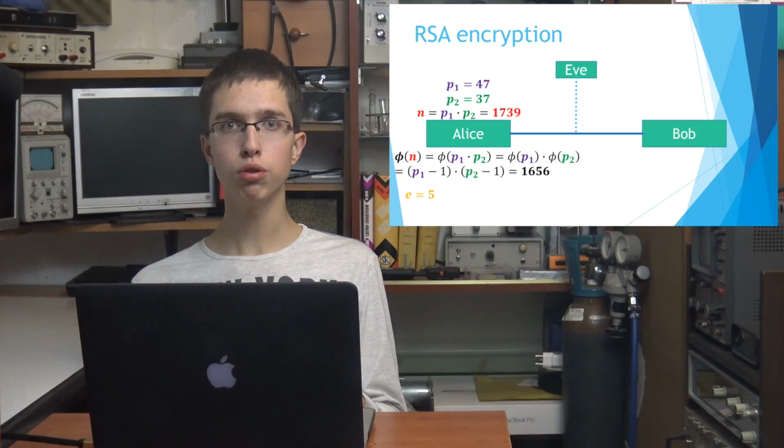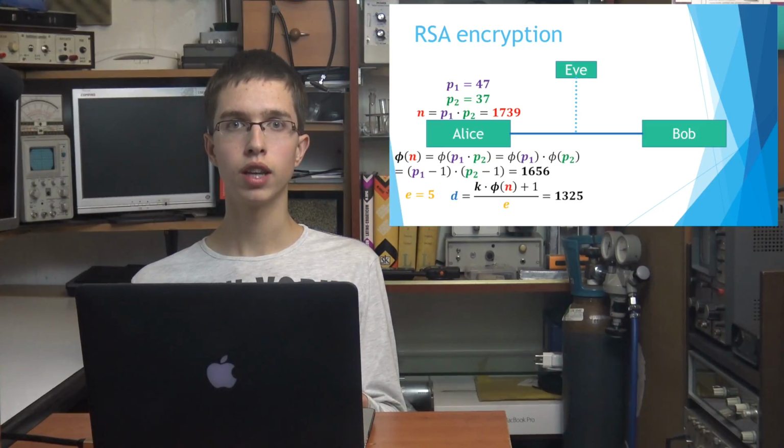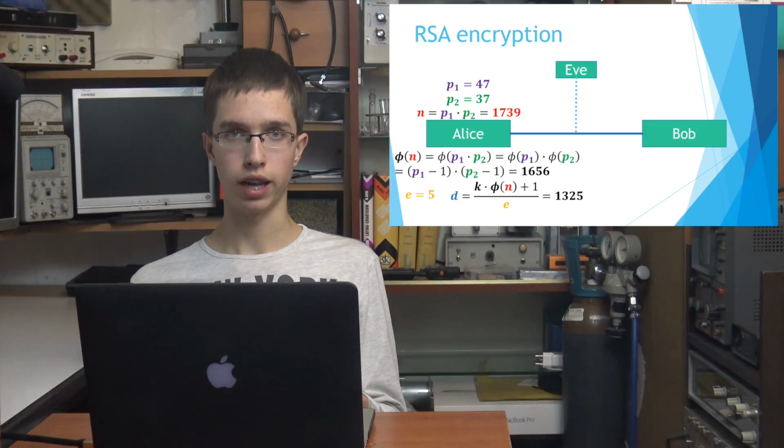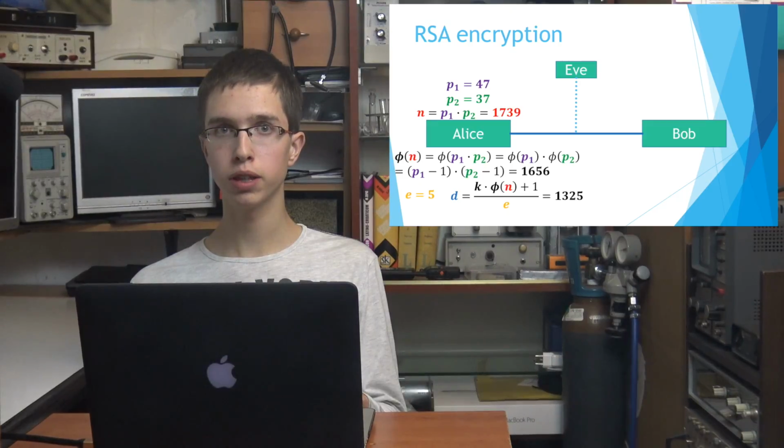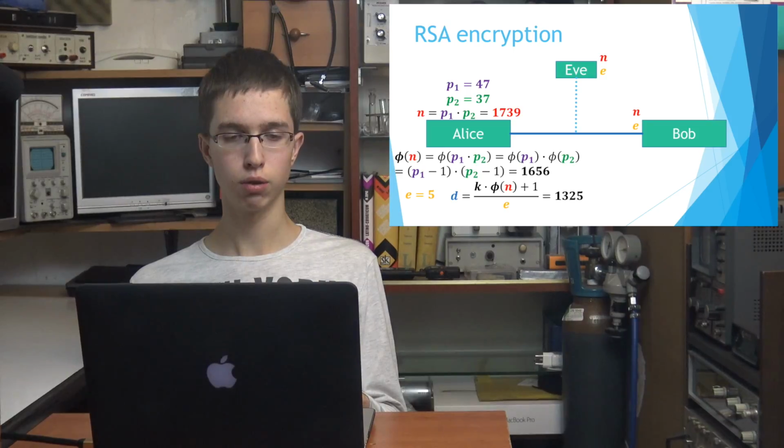Now use Euler's theorem expressed for d. Here we have the expression. For this we already have phi of n and the number e, and k is a number coprime to n, chosen if possible so that we get d as an integer, such as k equal to 4 in the example. And now we calculate d equal to 1325. When this calculation is over, Alice sends numbers n and e, which together make the public key.